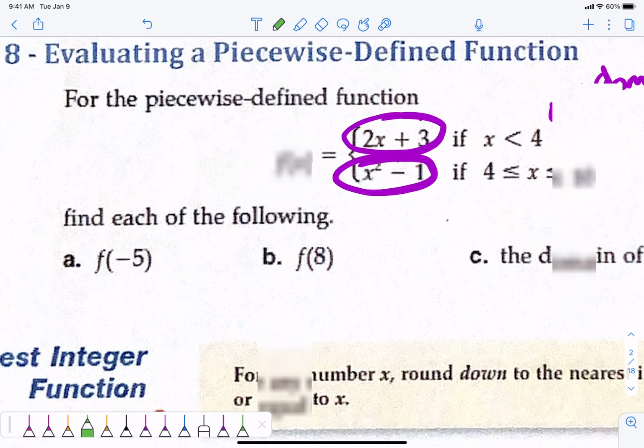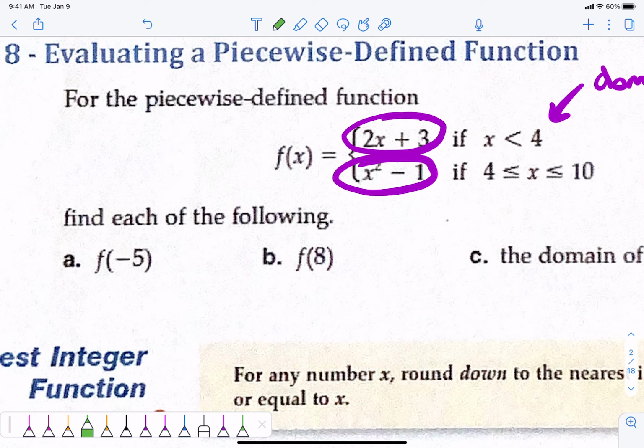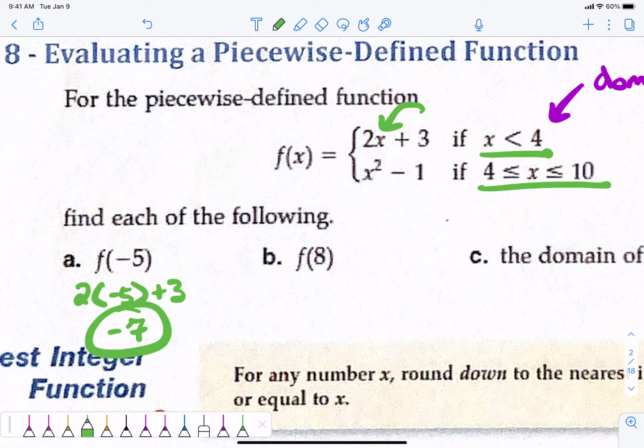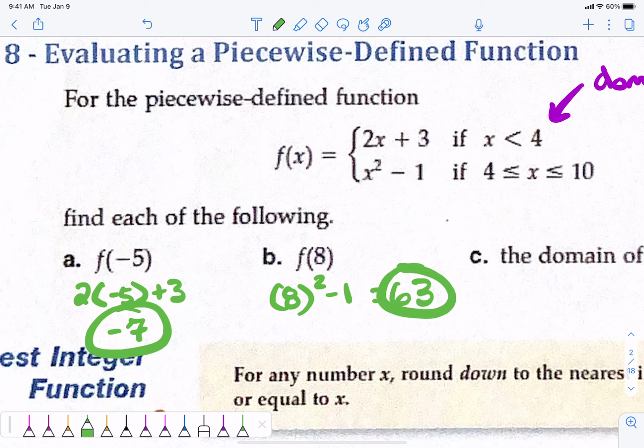Okay, negative 5 is the first number that I'm going to plug in. Is negative 5 less than 4 or between 4 and 10? Less than 4, so I'm going to plug negative 5 into the top. 2 times negative 5 plus 3 is negative 7. There you go. Piecewise functions are not hard. F of 8: is 8 less than 4 or between 4 and 10? Between, so 8 squared minus 1 is 63. That is f of 8. You don't plug it into both functions, you only plug it into the one that it needs.